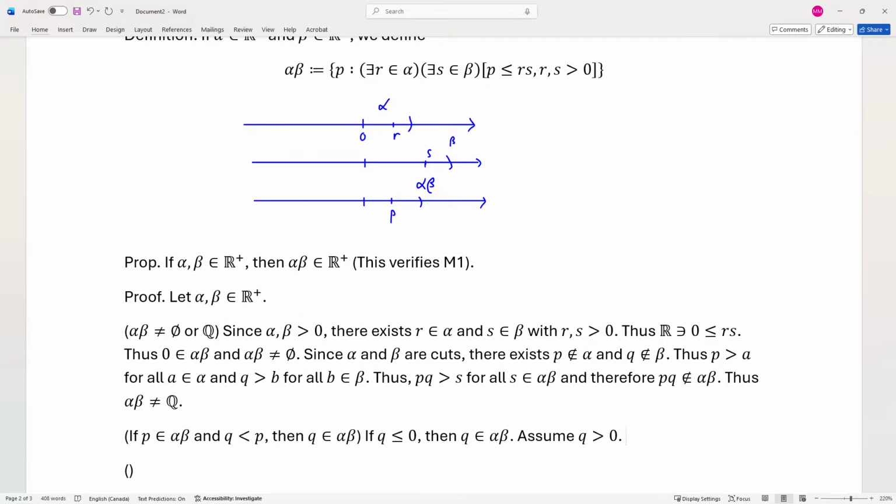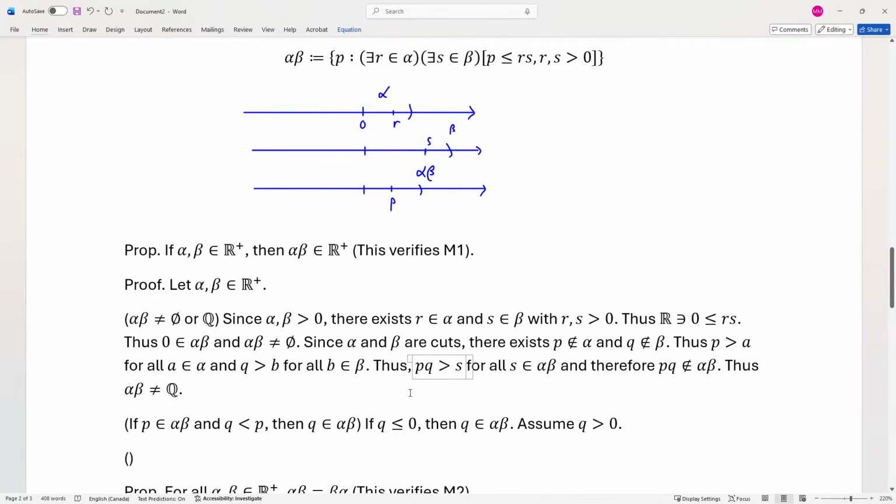Okay, so now let's see, how is 0 in A times B? Because A and B are assumed to be positive cuts. So in this diagram here, we said alpha and beta are both positive. So you can pick an arbitrary positive R and S. The product must be greater than 0. So therefore 0 is in the product cut. Okay, great. So yeah, great question.